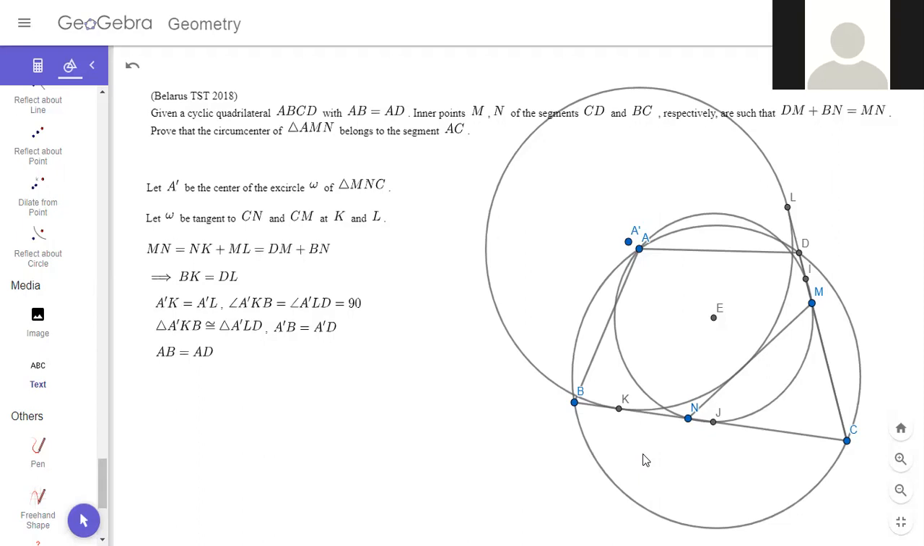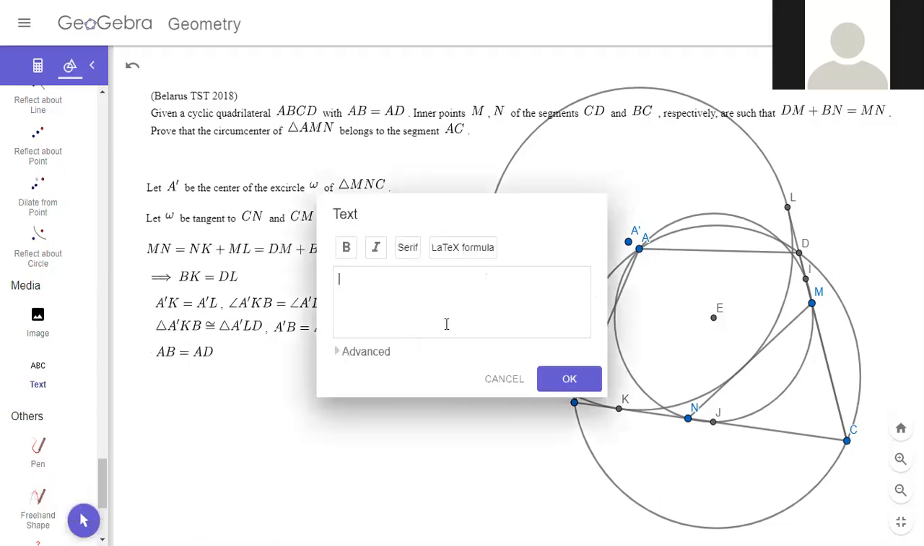So what else? Let's see. So if A prime is the excenter, then A prime lies on, oh, I think I have an idea here. I can show that C, yeah, okay, I think this finishes it off. So A prime is the excenter.